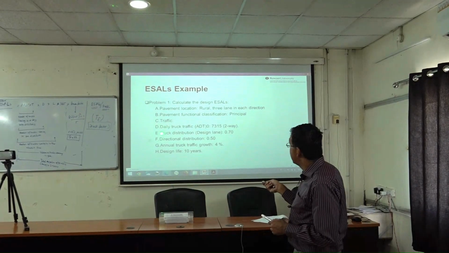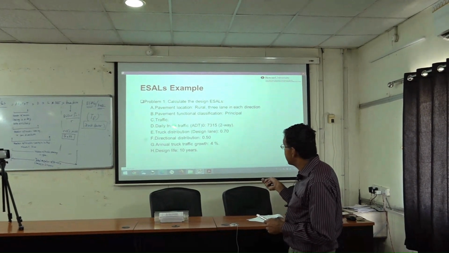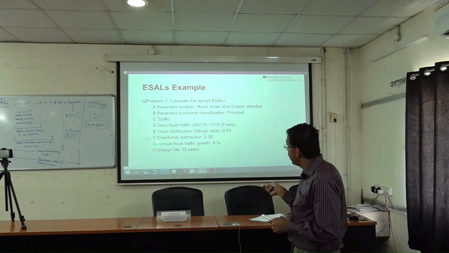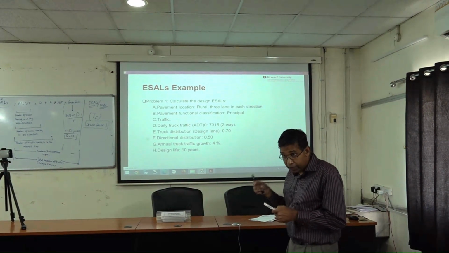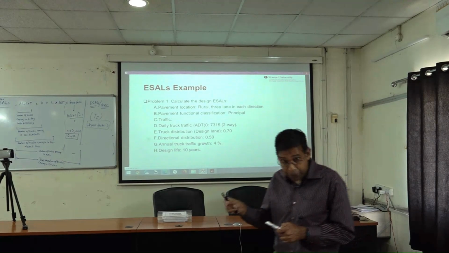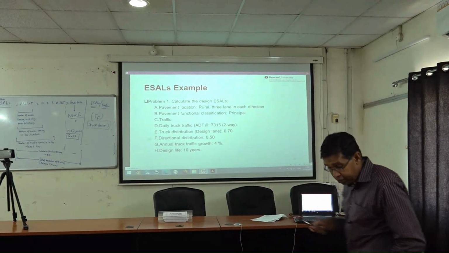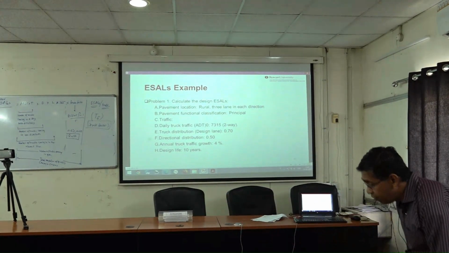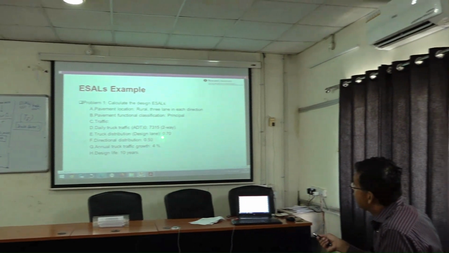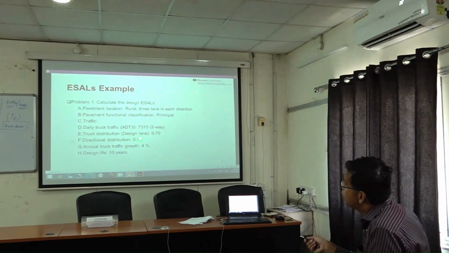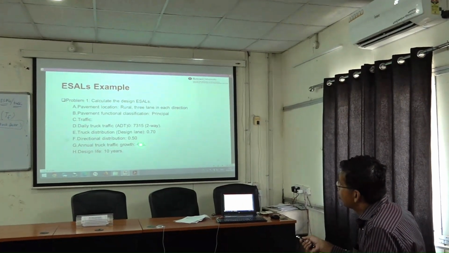Clearly understand what is given to you. Daily truck traffic is given to you. So understand each one. Do not copy the information without thinking. Go by the description. You are looking for daily truck traffic, correct? So what is given to you, you have to use that. Truck distribution design lane is the L. That's your L number. Directional distribution, you know what that is. Annual growth rate I gave you.